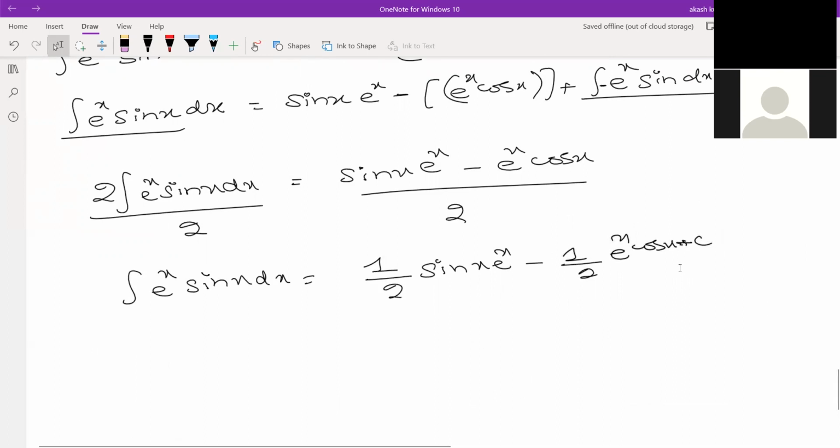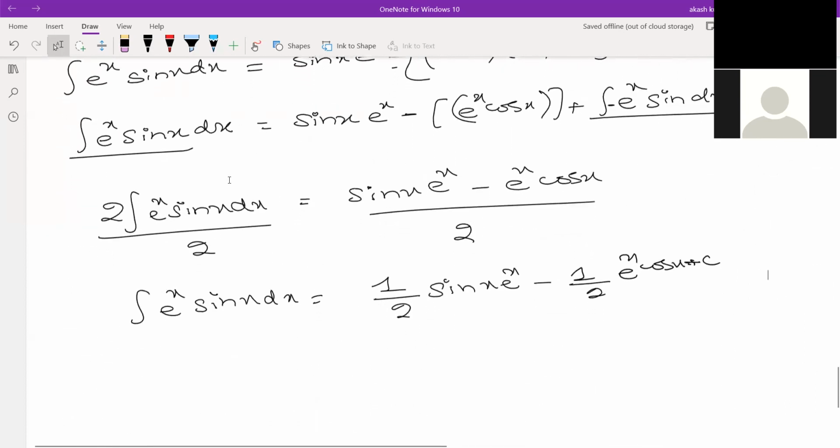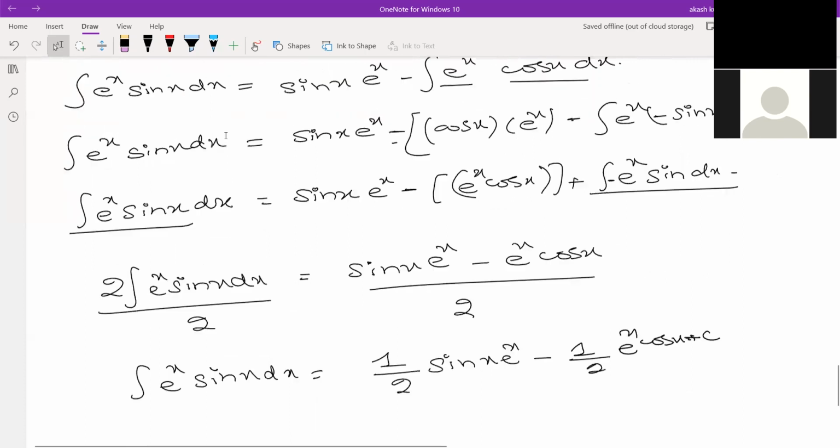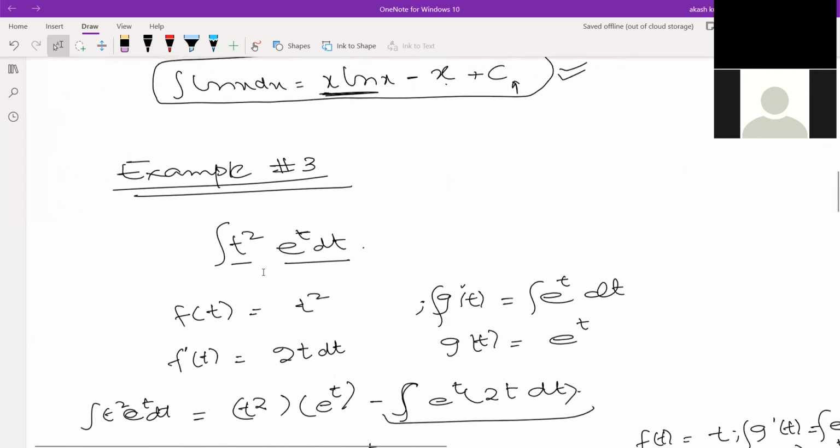Yes. Okay, so whenever we have two repeating functions, we can choose whichever function as f of x and whichever function as g dash of x. It doesn't matter whether we take ex as f of x or sin x as f of x. Both ways we are going to get the same answer. But when one function is reducible and the other is not, then we have to take f of x as the function which is reducible. G dash of x doesn't matter, whichever function it is.